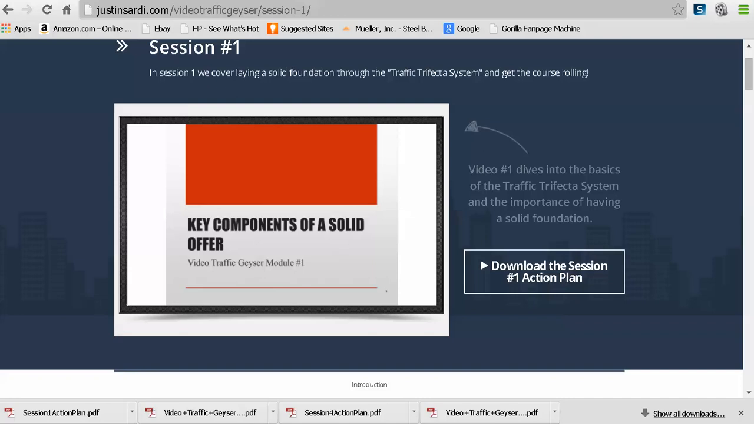All right. Now we'll talk a little bit about the key components of a solid offer. So we understand the traffic trifecta system, and that all needs to be in place. That's basically our foundation. But without an offer, we really don't have a purpose, if you will.